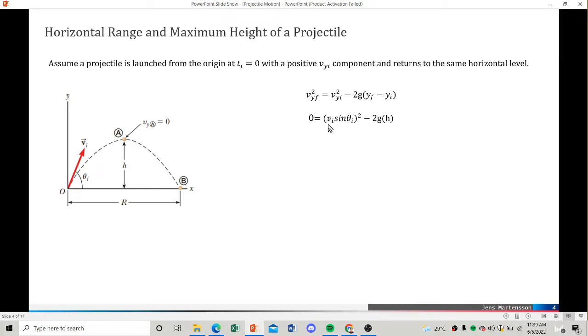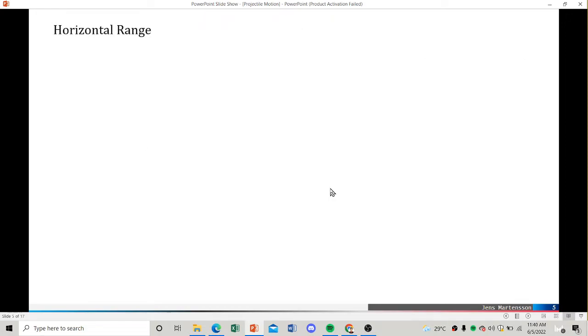So 0 is equal to vi sine theta i squared minus 2g h, or that is equal to our h is equal to velocity initial squared sine theta i squared over 2g. So that is our maximum height of the projectile.